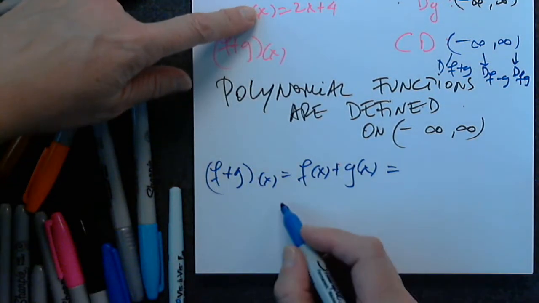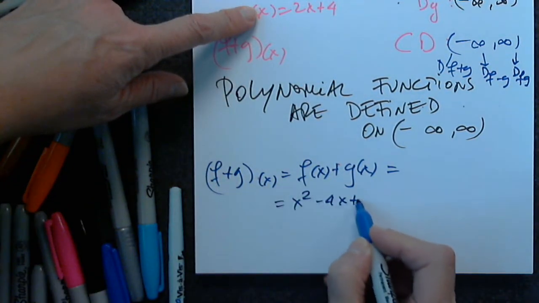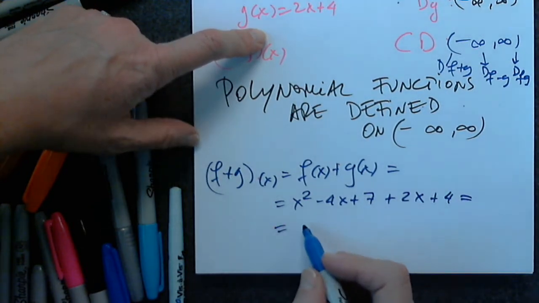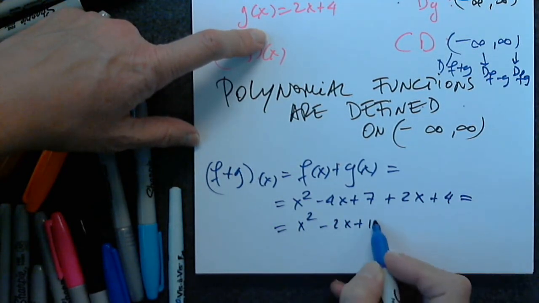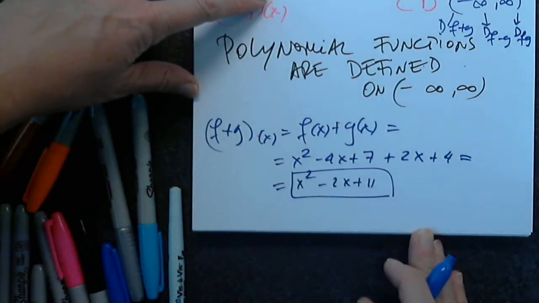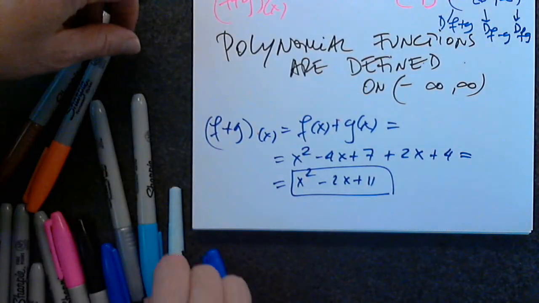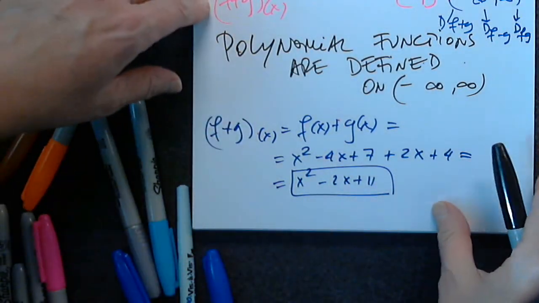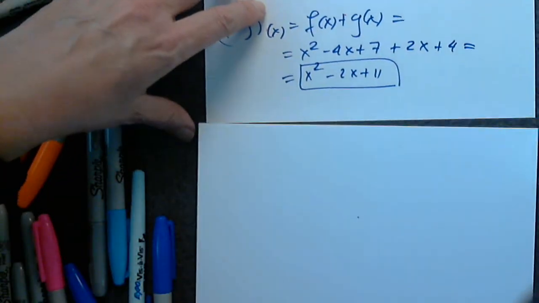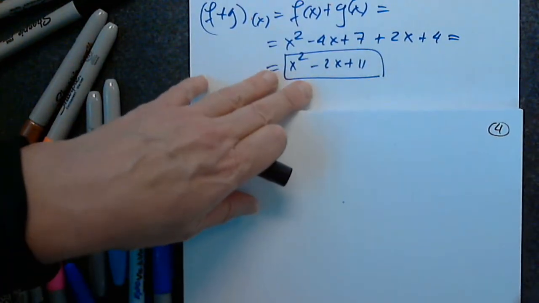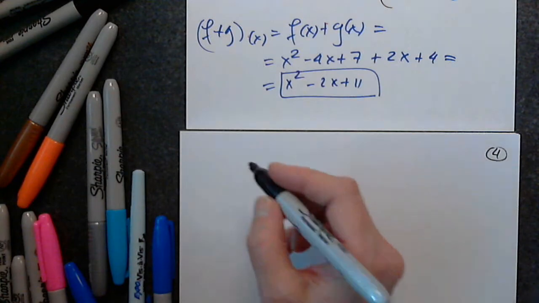I copy f of x, which is x squared minus 4x plus 7. I copy 2x plus 4. I combine like terms, x squared minus 2x plus 11. So this is a new function determined by adding the two initial functions, f and g. We can continue with the difference. We're just combining like terms. There is really nothing. Let me know if you have questions, please, anything.